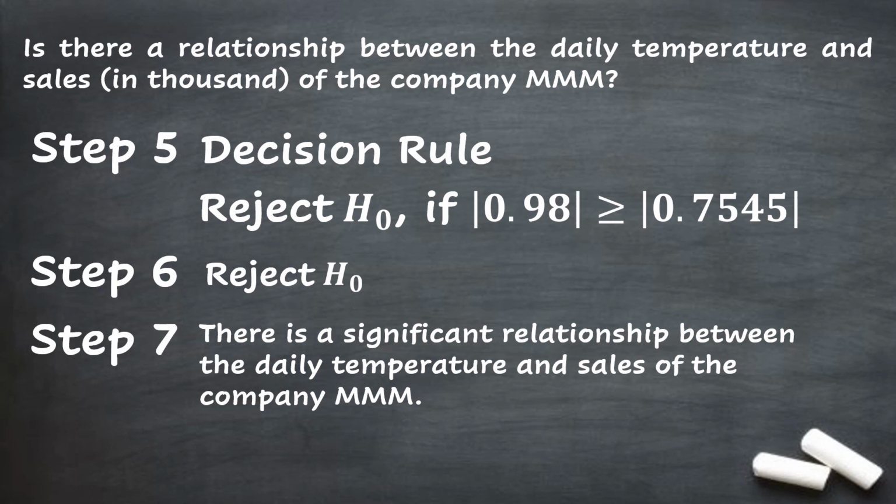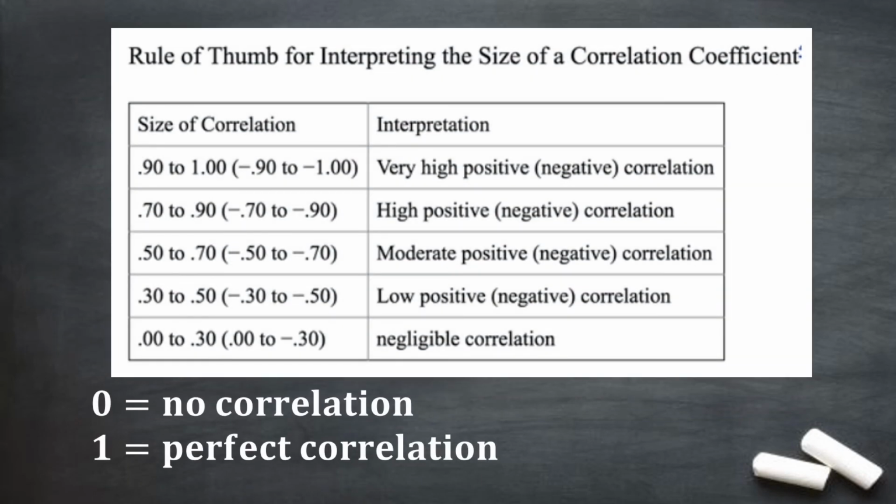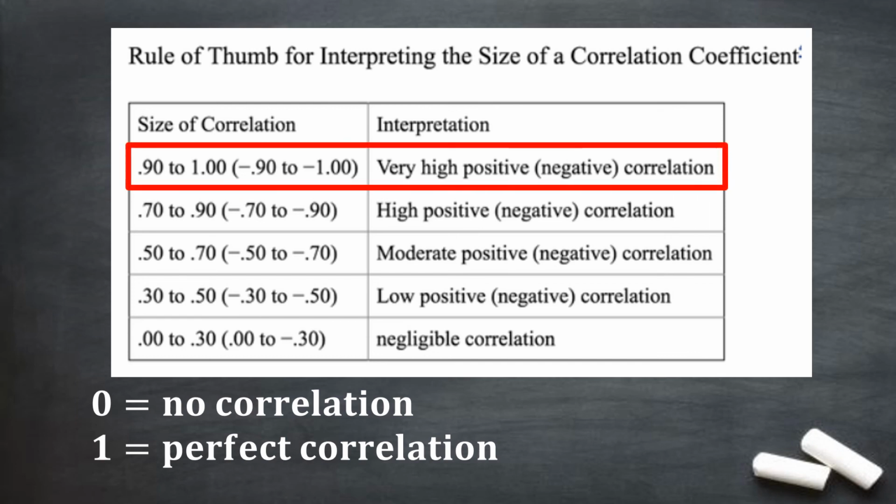We have to go back to the tables that we discussed earlier, the other table for Pearson R. We have to refer to this table for us to get the degree of correlation for the given Pearson R or R computed. Our value for R computed is 0.98. It will fall on the range 0.90 to 1, which means we have a very high positive or negative correlation. And since we have a positive value, we will stick with very high positive correlation.